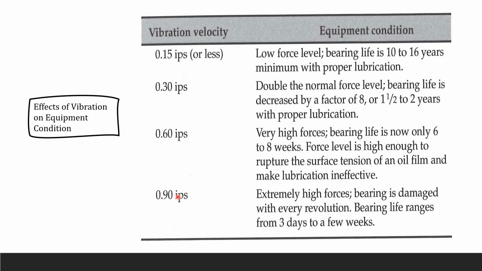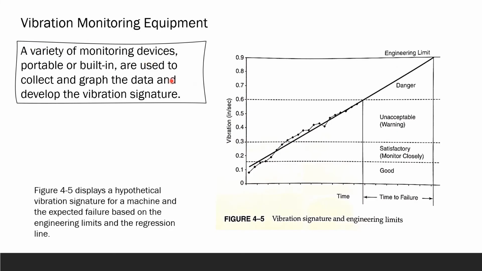When we go up to 0.90 IPS, there are extremely high forces, and the bearing is damaged with every revolution. Bearing life ranges from 3 days, really short, to a few weeks. So those are the effects vibration can have on your equipment condition. You definitely need to monitor this velocity in order to decide the vibration levels. Vibration monitoring equipment, we use many different kinds.